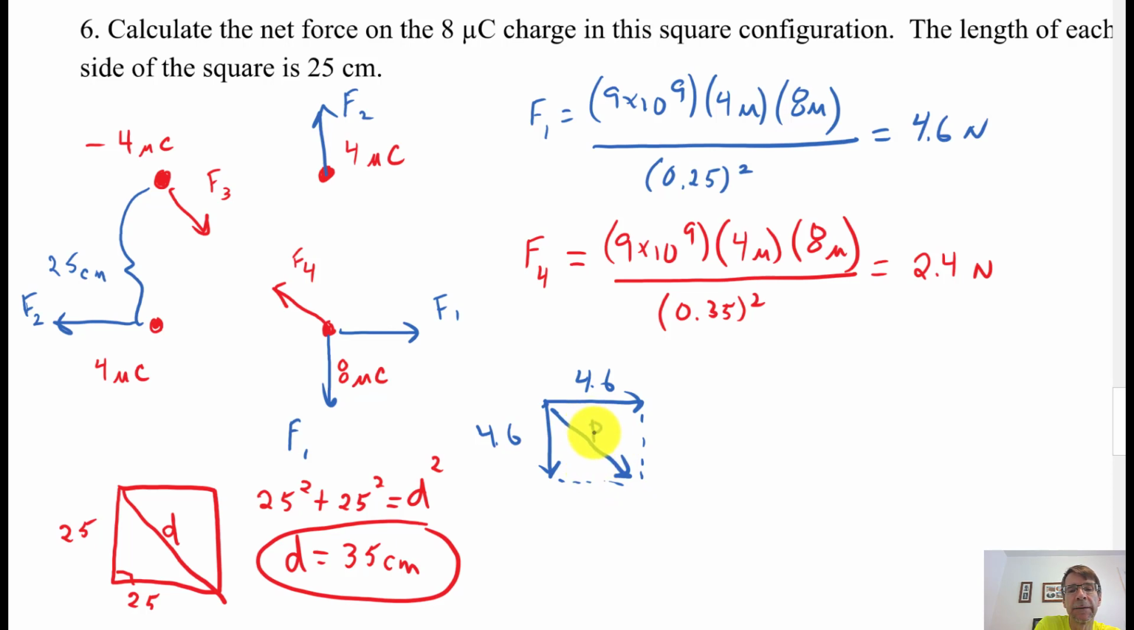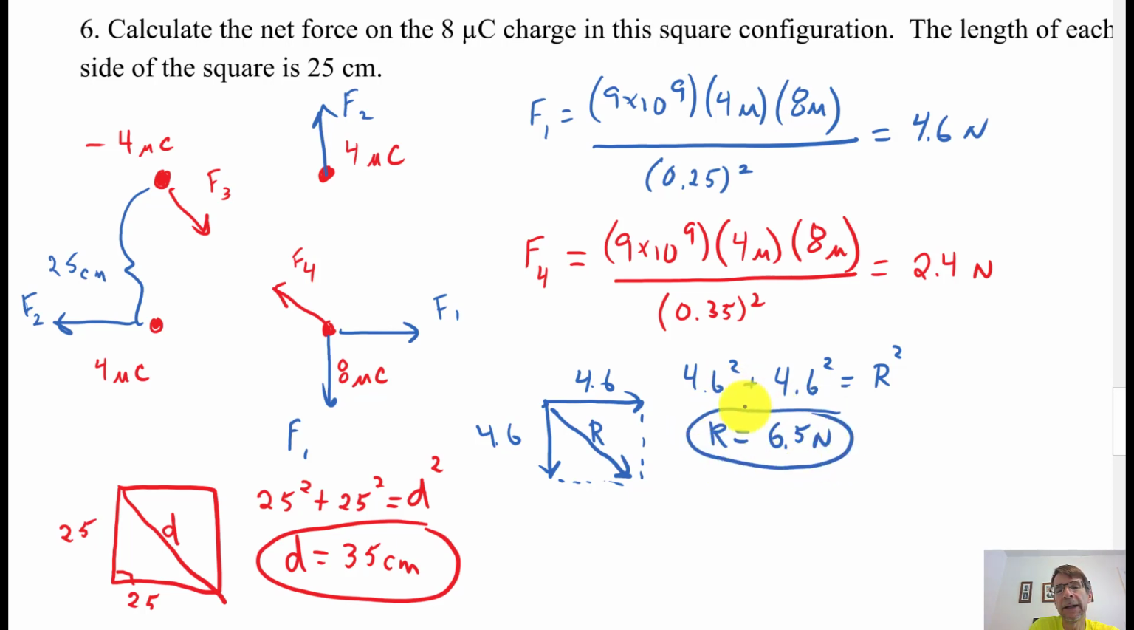I'll call it R. And once again, it'd just be 4.6 squared plus 4.6 squared equals R squared. Or you could just multiply by the square root of 2 as your shortcut. So R, the result of adding those two blue vectors, comes out to be hopefully 6.5 if I did it right. So that's the summation of the two blue vectors.